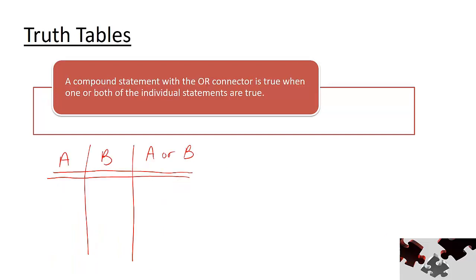Let's do the same for the OR connector. If A and B again represent our individual statements, if both A and B are true, then A or B is going to be true. If one or the other statement is true, then A or B is also going to be true. The only time that A or B is going to be false is if both of our individual statements are false. This is what we call a truth table for A or B.